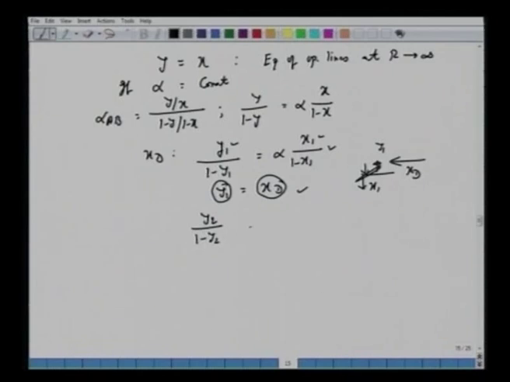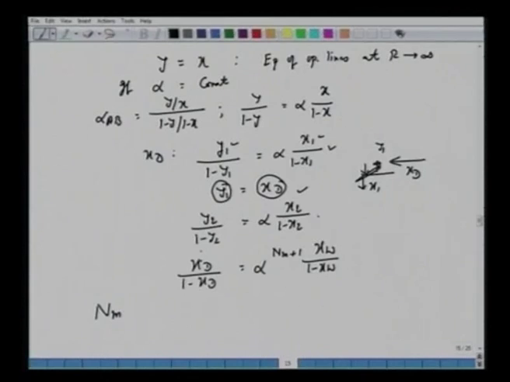All right. So by making use of the operating line and this equilibrium curve, we can have a set of equations like y2 over 1 minus y2 equals alpha x2 over 1 minus x2. Similarly, we can write xt over 1 minus xt equal to alpha. Keep on substituting one equation into a second equation to get Nm plus 1, xw over 1 minus xw. Essentially, we can obtain analytically the expression for Nm plus 1.